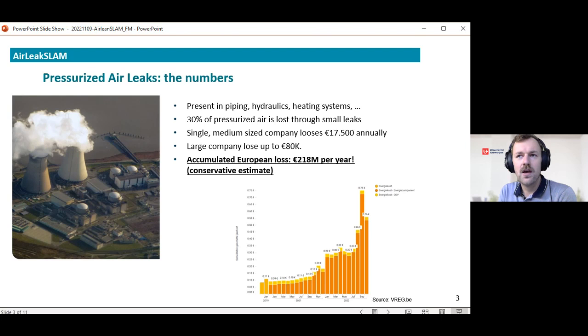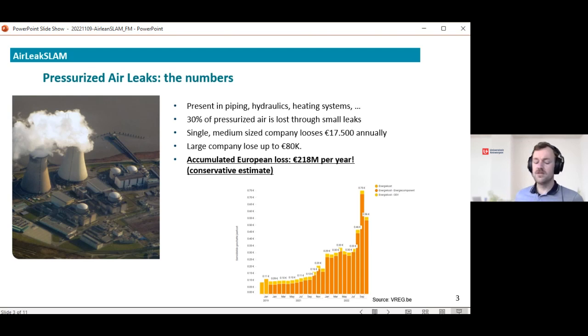Then we got to thinking, okay, what are the numbers behind this? Is it useful to detect these air leaks? Our market study said that if you look at the numbers on a European scale, two nuclear power plants are running for a full year just to power those air leaks. So the energy wasted by those air leaks equals the energy generated by those two power plants.